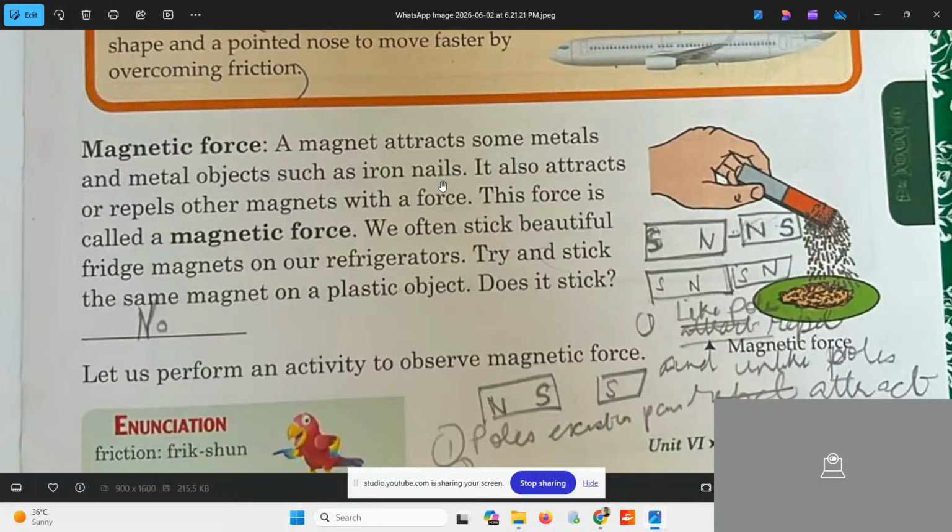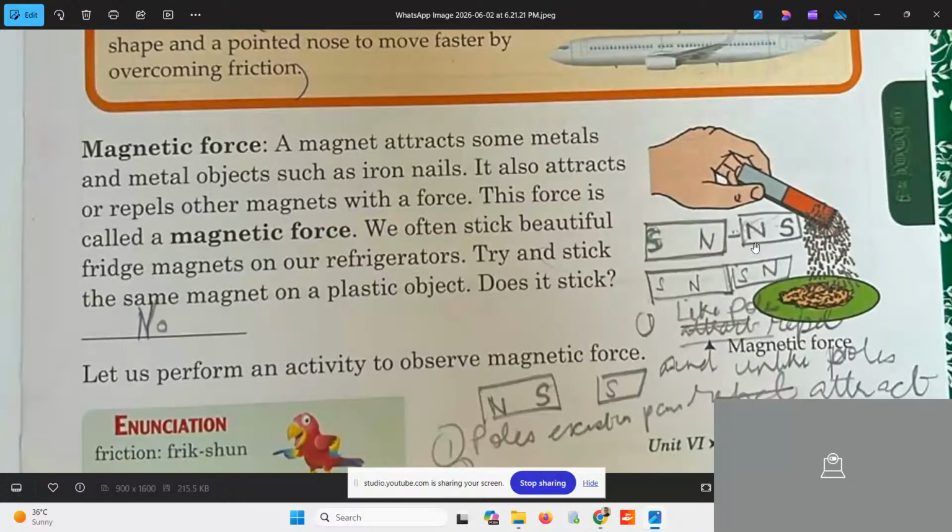It not only attracts, it can repel also. You know the concept, right? I have taught you, right? If it is a like pole, then it will repel. If north comes near north, it will repel. If south comes, then it will attract. Will you remember? Like poles repel each other, unlike poles attract each other. Understood?